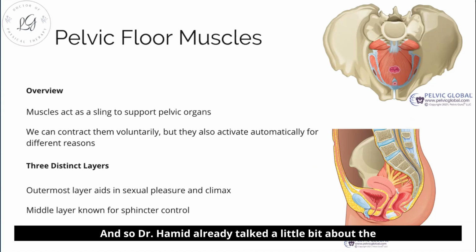And so Dr. Hameed already talked a little bit about the distinct layers. So all three layers have slightly different functions. Outermost layer is sexual pleasure and climax. Middle layer is known mostly for the sphincters, so holding in our pee, poop, and gas when we don't want them to come out. Then that innermost layer functions with our core muscles and helps to support all of those organs.